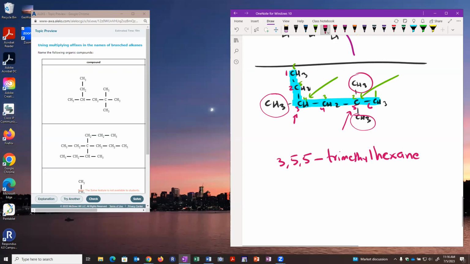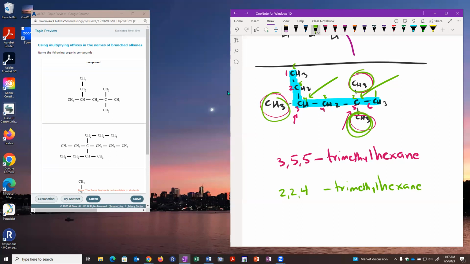Well, if I number it using the green numbering system, my longest chain is still 6. So it's still hexane. And I still have my 3 methyls, so it's still trimethyl. But now where they're located is different. Now I have 2 of them on carbon 2, so it's 2, 2. And then the third one is on carbon 4 over here.